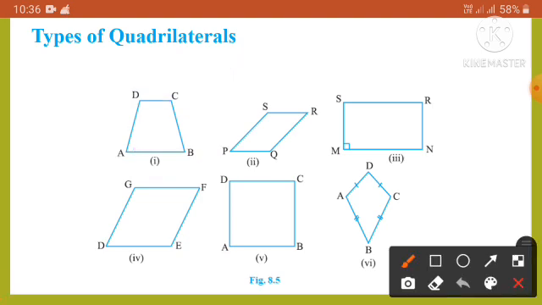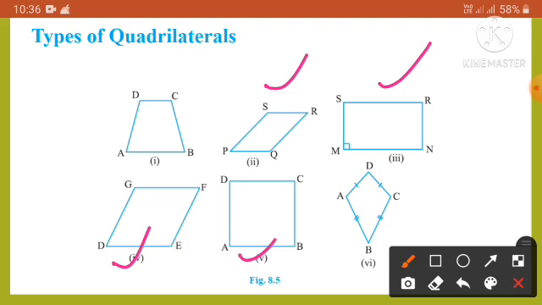Next, both pairs of opposite sides of the quadrilaterals given in figure numbers 2, 3, 4 and 5 are parallel. Recall that such quadrilaterals are known as parallelograms when the sides are parallel.